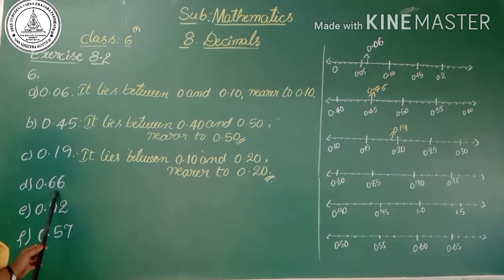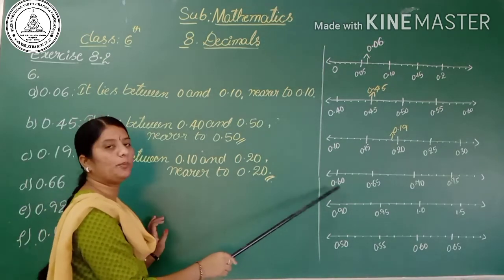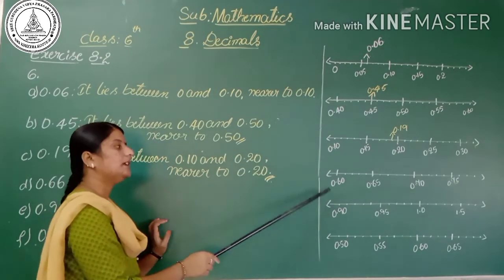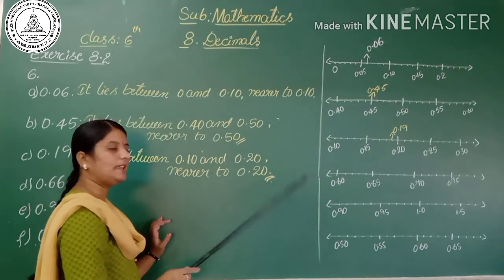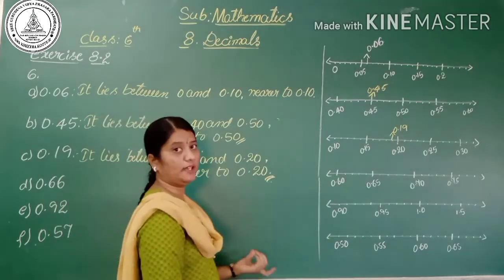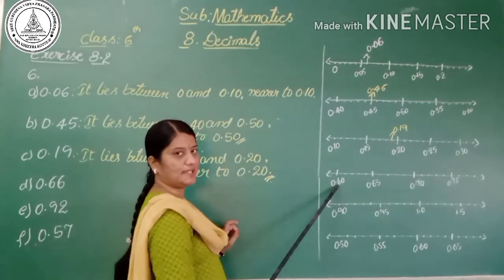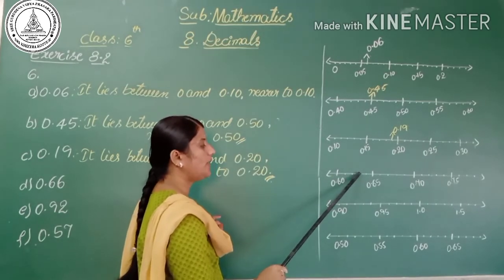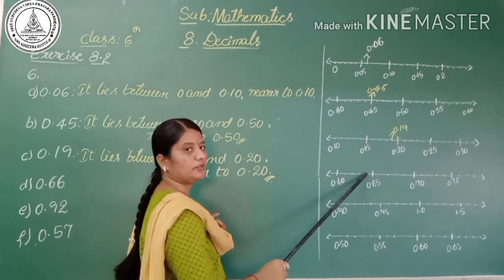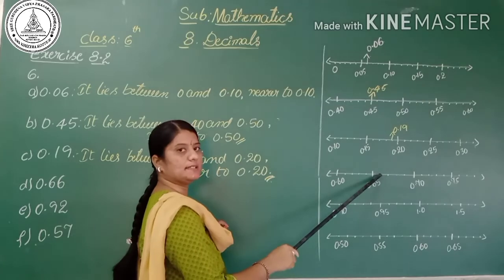Then the fourth question is 0.66. Here also you may see 66 hundredths. Yes, here I started the number line from 0.60. The length between 0 and 1 is divided into 100 equal parts. Then count here: 0.60, 0.61, 0.62, 0.63, 0.64, 0.65 and 0.66.